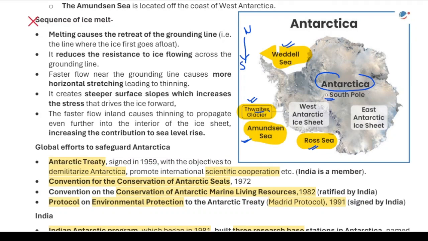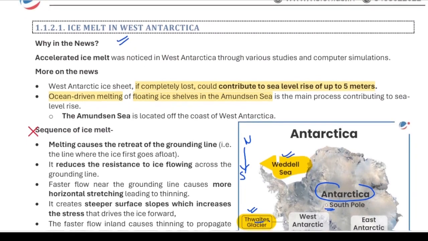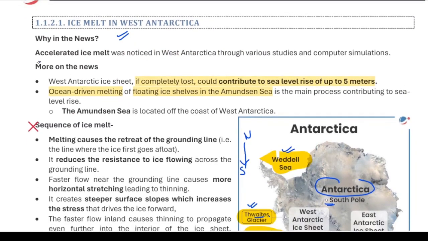Now what this article says: accelerated ice melt was noticed in West Antarctica. Because you know global warming is happening at a fast rate, ice melt will also be at a fast rate. The West Antarctic ice sheet, if completely lost, would contribute to sea level rise of up to 5 meters. Ocean driven melting of the floating ice shells in the Amundsen Sea is the main process.